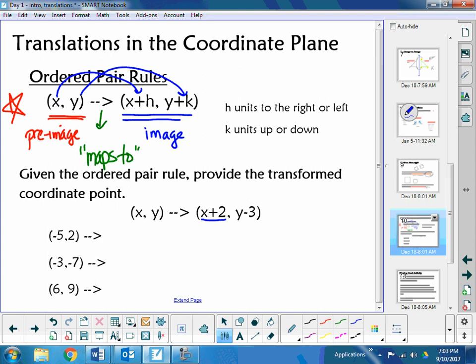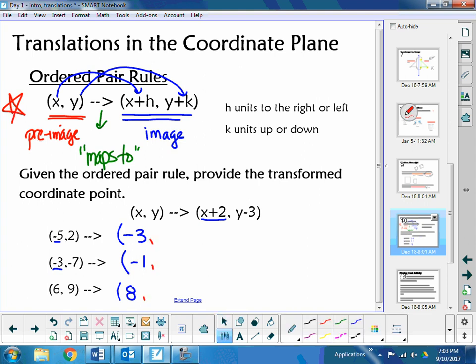When I have a whole list of these to do, I like to do just the x's and then just the y's. So I'm going to start with just the x's. My original point was negative 5. If I add 2, it becomes negative 3. The second one, I have negative 3. If I add 2, it becomes negative 1. The last one here, if I had 6, I add 2, it becomes 8.